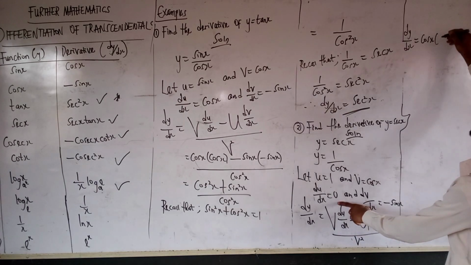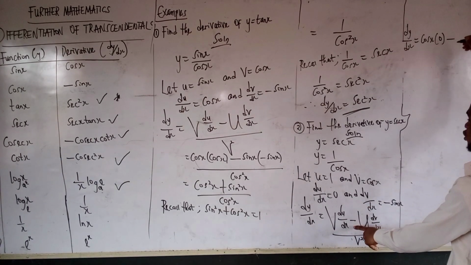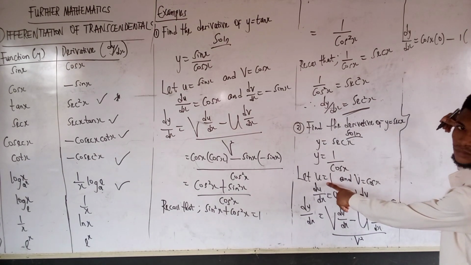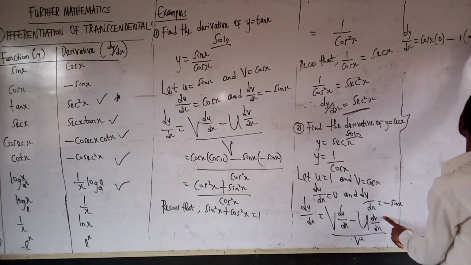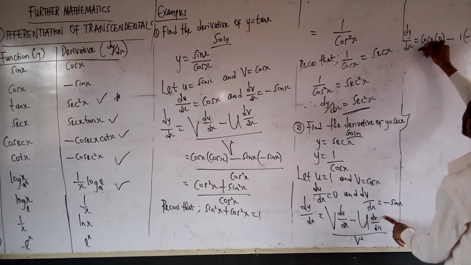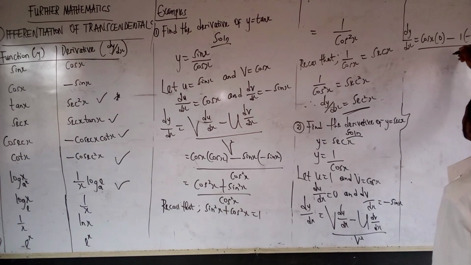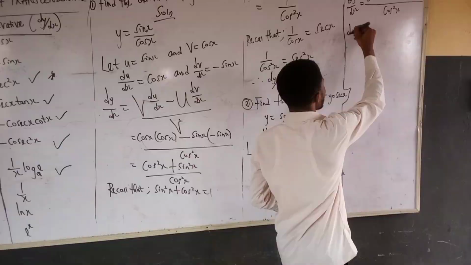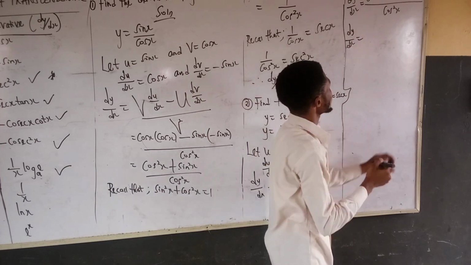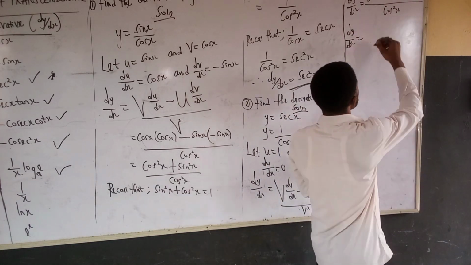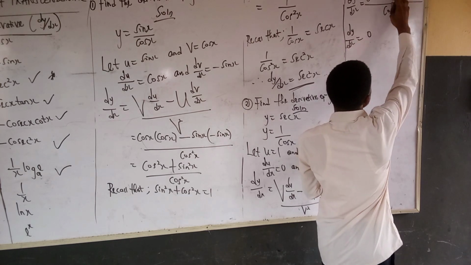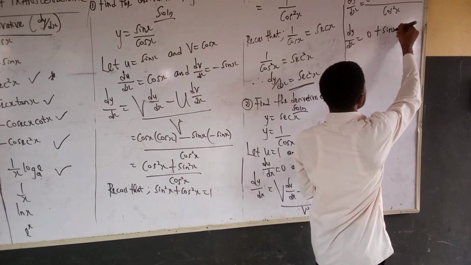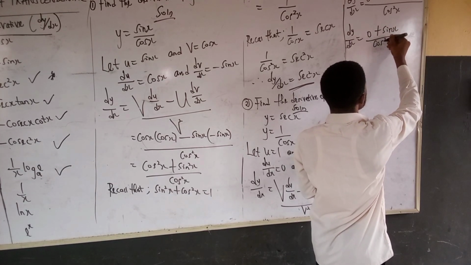So I'll move further, and dy/dx is equal to v, which is cos x, times du/dx, 0, minus u. What is my u? 1 times dv/dx, minus sin x, divided by v squared, which is cos square x. So dy/dx is equal to cos x times 0, which is 0, minus 1 times minus sin x, plus sin x, divided by cos square x.